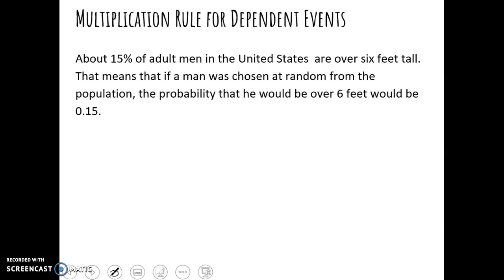About 15% of adult men in the United States are over 6 feet tall. That means if a man was chosen at random from the population, the probability that he would be over 6 feet would be 0.15.